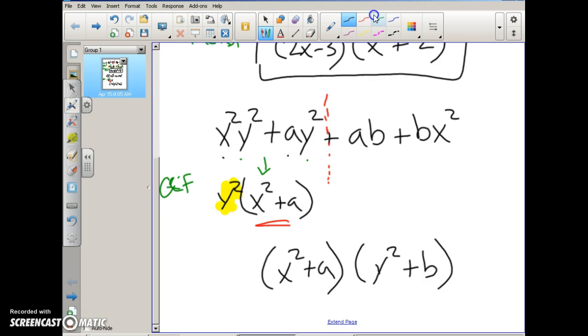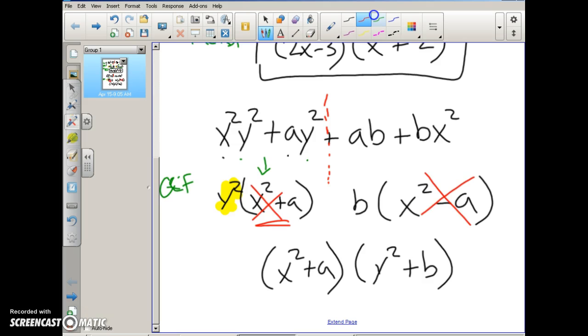If you pulled out a b from this section, and this turned out to be x squared minus a, would that work? Would you be able to factor that by grouping? No. Okay, that would not work. And what happens in this case is it is just unfactorable, or if it was like this, it would be not factorable.